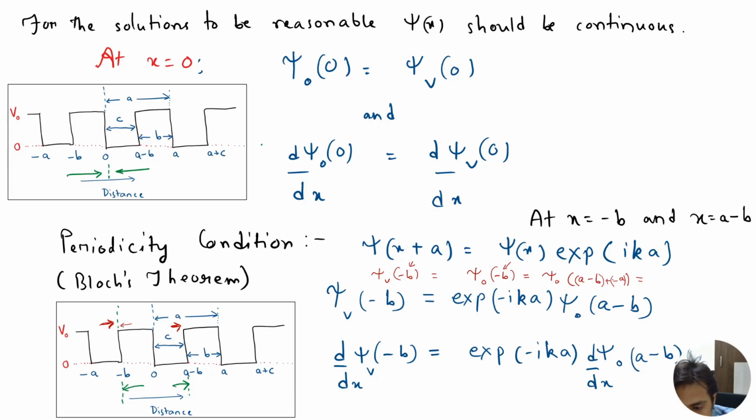You assume x is a minus b, and here your a is minus a. Plus a is nothing but minus a. In place of plus a, you replace minus a; in place of x, you replace a minus b. So what will happen if a is minus a? It should have been exponential e to the power minus i k a, and x you are replacing with a minus b. So that is psi naught of a minus b. Clear?